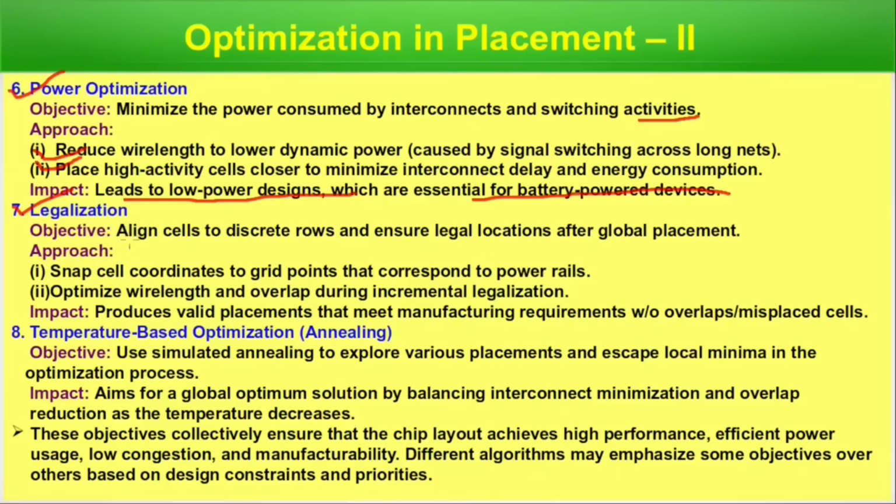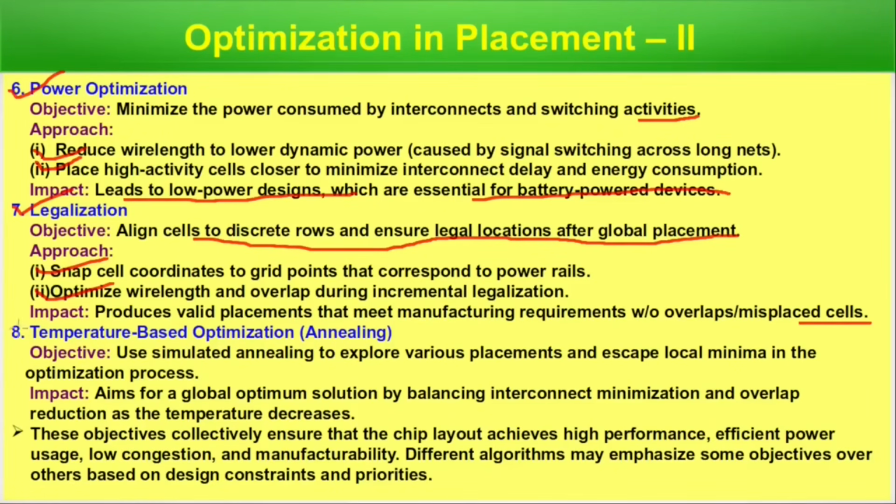Next, legalization. What is the objective? Align cells to discrete rows and ensure legal locations after global placement. Approach: snap cell coordinates to grid points that correspond to power rails and optimize wire length and overlap during incremental legalization. Impact: produces valid placements that meet manufacturing requirements without overlap or misplaced cells. We have to align cells in discrete rows so that there is no overlapping and power connection can be easier. That is the motivation behind legalization.